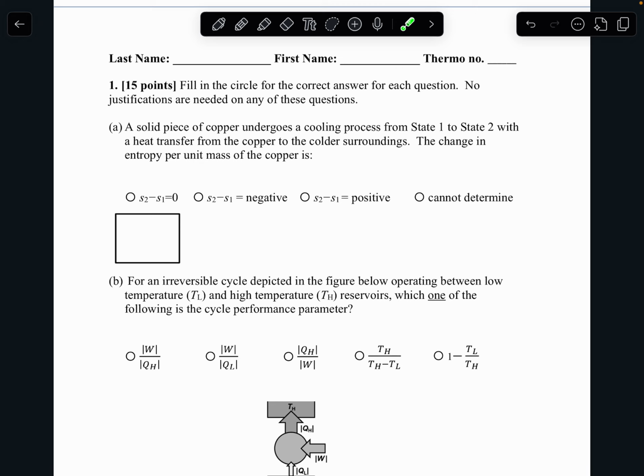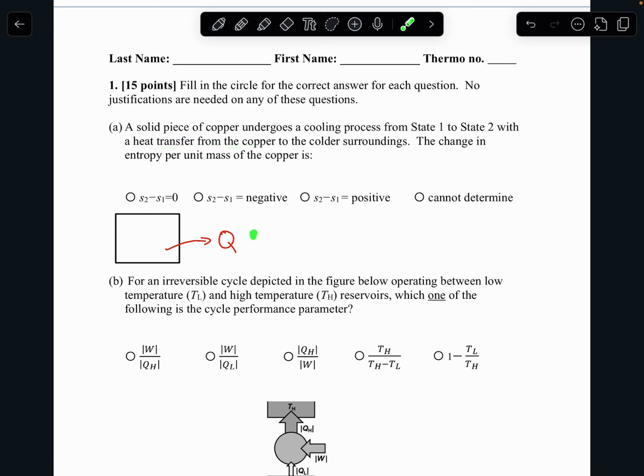So we'll start with part A here, which says a solid piece of copper undergoes a cooling process from state 1 to state 2 with a heat transfer from the copper to the colder surroundings. The change in entropy per unit mass of the copper is 0, negative, positive, or cannot determine. So I've sketched out a copper block here just so we can visualize what's going on. So we're just going to have heat transfer from this block to the surroundings. Like it says, we have heat transfer from the copper to the colder surroundings.